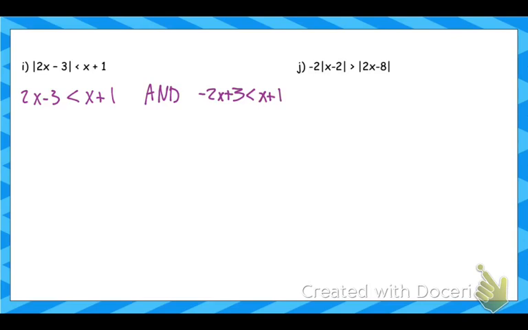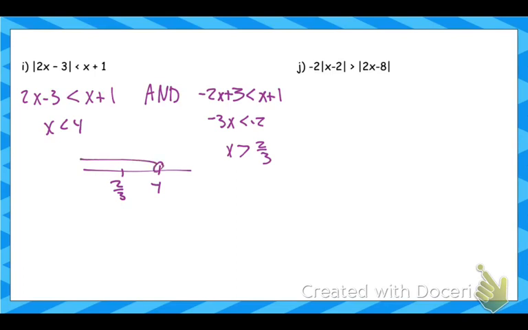So then solve these inequalities. That would give me x is less than 4 over here. And then over here, negative 3x is less than negative 2. So x is greater than 2/3. Plotted on our number line, x is less than 4, x is greater than 2/3, and is the overlap. So from 2/3 to 4 would be my interval of possible solutions.